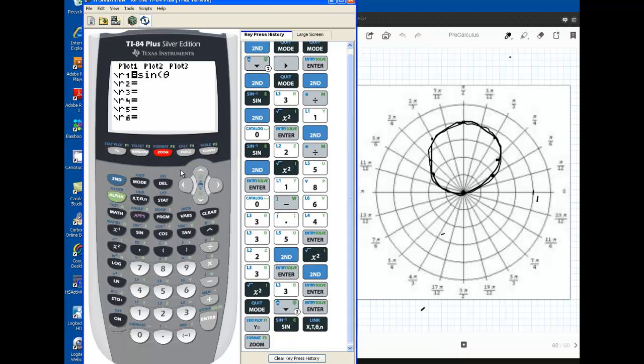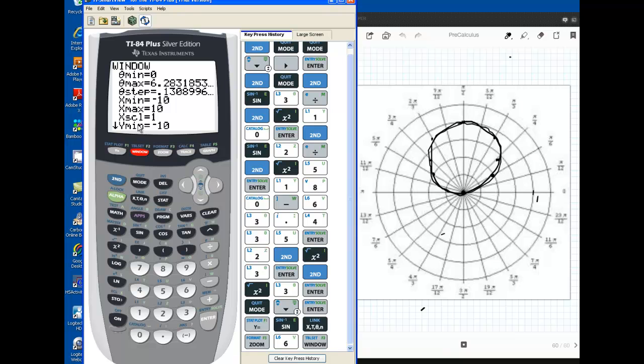Let's go to zoom standard and see what the window looks like. Okay, zoom standard and see what... oh, I can't see very much, can I? Let's look at the window. The window goes from 0 to 2 pi, right? 6.28 is twice 3.14. My theta step's pretty small. That's always a good thing.